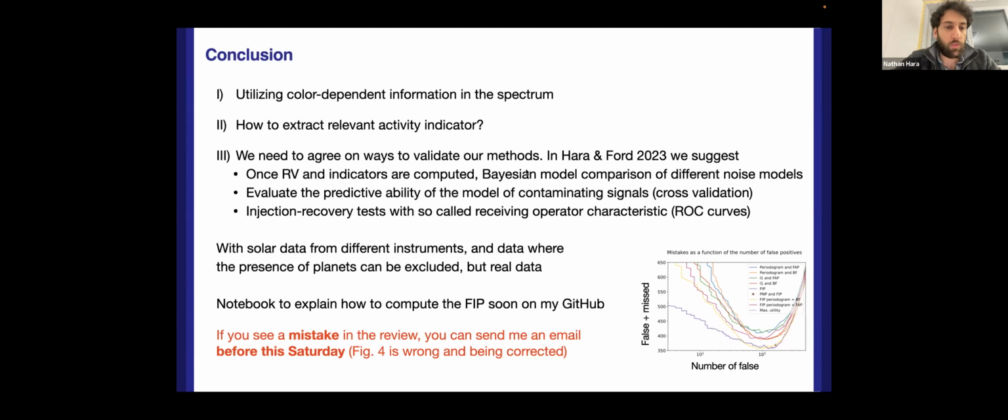And finally, we can do injection-recovery tests, but the tweak that we suggest is to use a kind of receiver operating characteristic curve, just like the one that I showed to evaluate the performance of the FIP. And here you compute the number of missed detections as a function of the number of false detections for different thresholds. So you get rid of one possible difference between methods, which is that different teams might have exactly the same method to analyze the data, but they choose different thresholds. It's not really relevant to determining what method is the best.